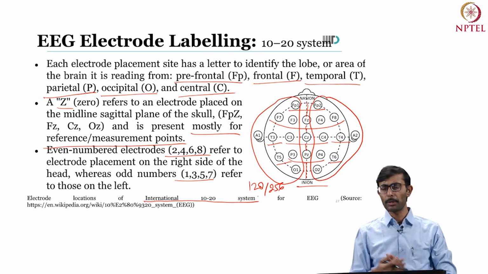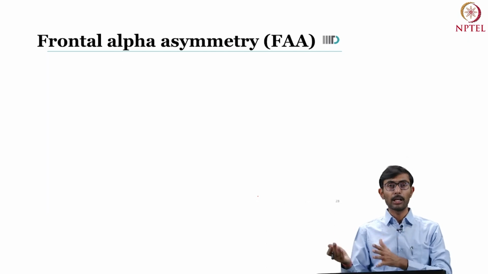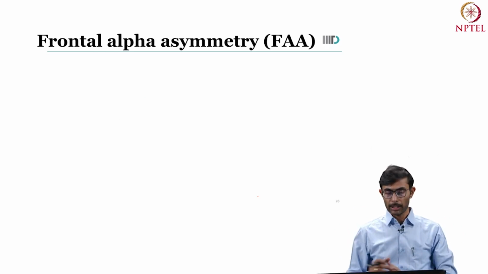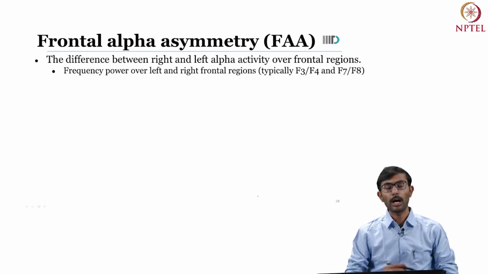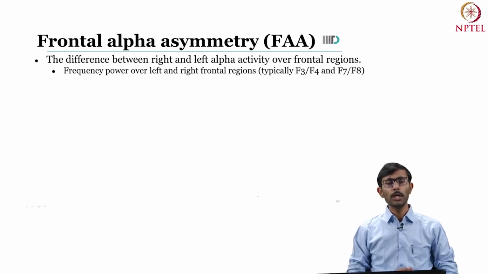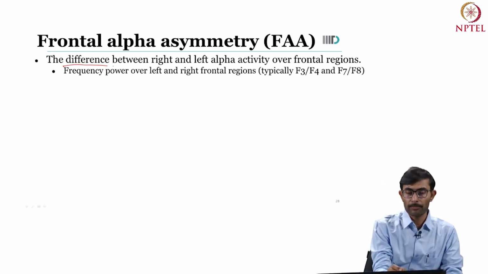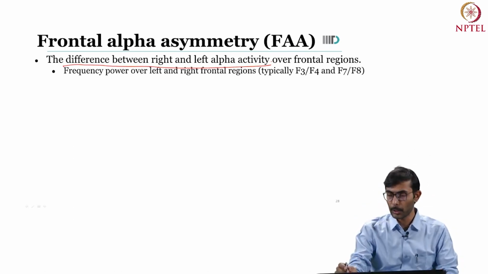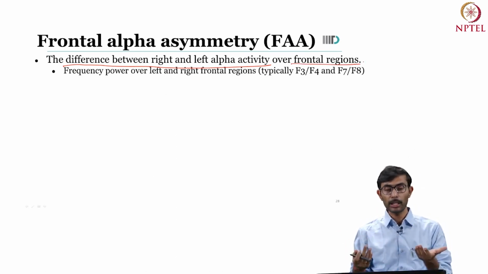Without going too much into the neuroscience, we will now look at the different features of the EEG signals that are correlated with emotions, rather than trying to understand the EEG data as such, right? One of the very popular features of the EEG signal is known as the frontal alpha asymmetry. As the name itself suggests, this is the difference between the right and the left alpha activity over the frontal region. Let us break it down. This is the difference between the right and the left.